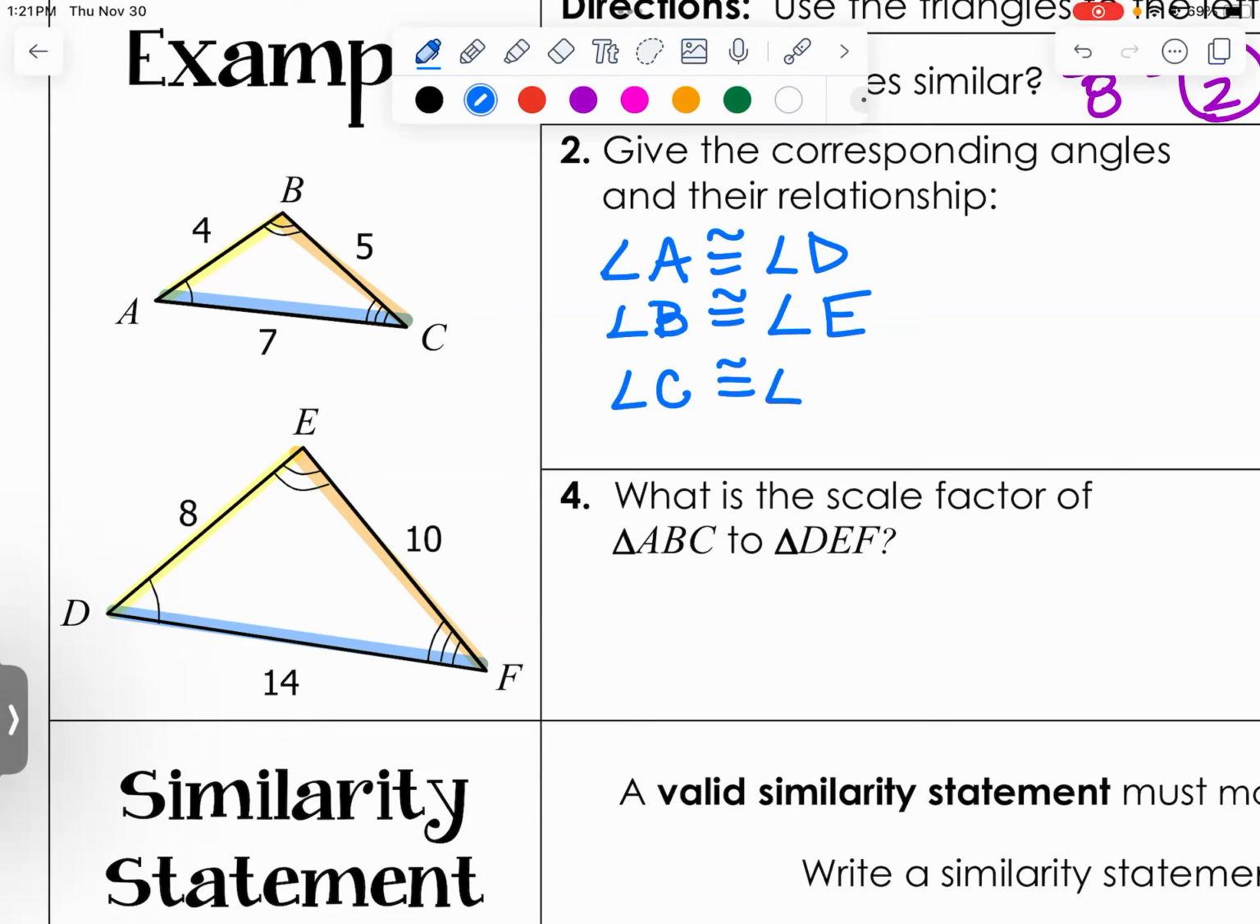Angle C is congruent to angle F. Okay, that's gonna be the simple part of this. Can you move your back so I don't trip? Thanks, buddy.